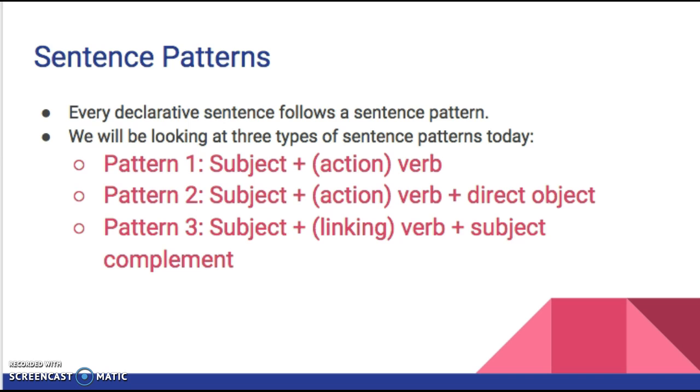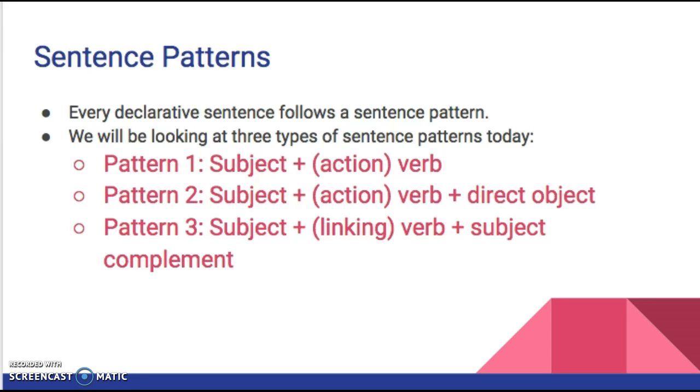So, you may or may not realize this, but sentences actually follow a pattern. There is a rhyme or reason to the madness that is sentence structure. And specifically, declarative sentences, which we learned about last week, follow three basic patterns. The three patterns that we're going to talk about today are the subject plus action verb pattern, the subject plus action verb plus direct object pattern, and the subject plus linking verb plus subject complement pattern.